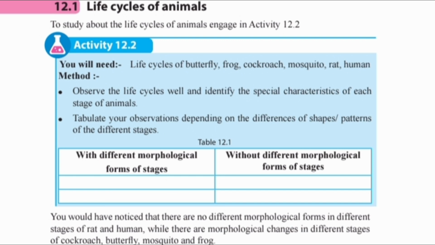In the previous part, we observed the life cycles, so this is an easy one. With different morphological forms of stages, there are different life stages. So butterfly, mosquito, cockroach are the answers for the first column. For the second column, animals that do not have different morphological forms of stages, rat and human are the answers. They do not have different forms in the life stages. So let's go to the next part.